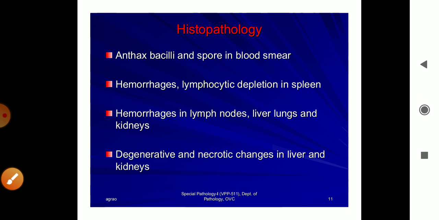Coming to the histopathology, anthrax bacillus is found in blood smear, with hemorrhages, lymphocyte depletion in the spleen, and hemorrhage in the lymph nodes, liver, lungs, and kidney. There are degenerative and necrotic changes in the liver and kidney.